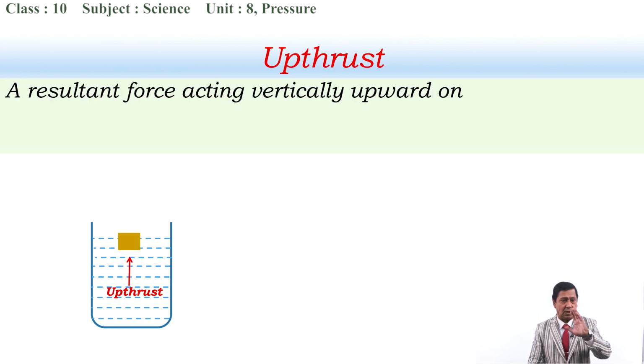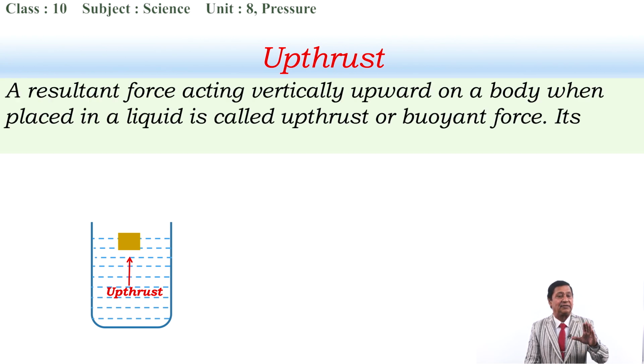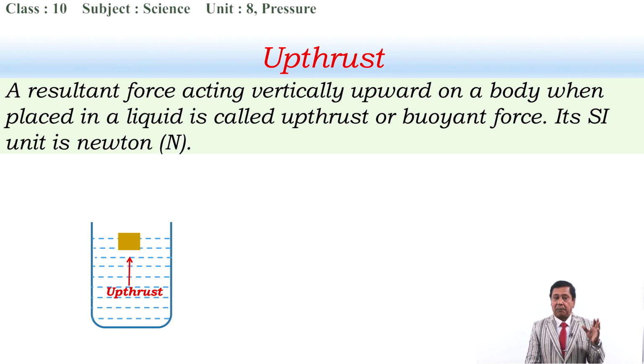Now we can define upthrust this way. The resultant force acting vertically upward on a body when placed in a liquid is called upthrust or buoyant force. Since it is a force, it is measured in Newton. Look at this, resultant force is mentioned because when a body is immersed in a liquid, the liquid exerts force from all the sides. The resultant of this force acts in one direction, and this direction is upward. That's why the direction of upthrust is vertically upward. This is the resultant force.